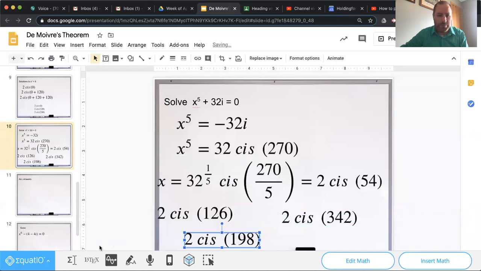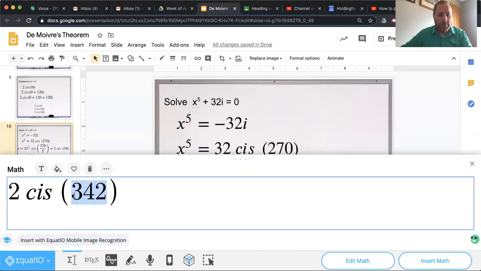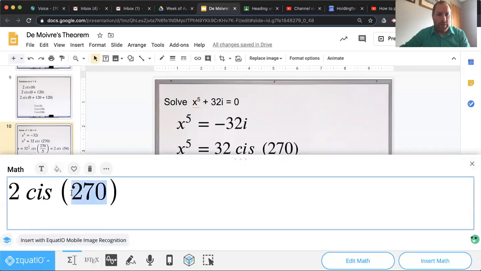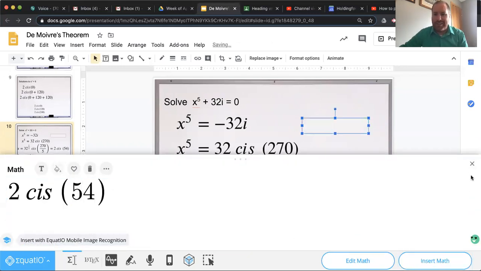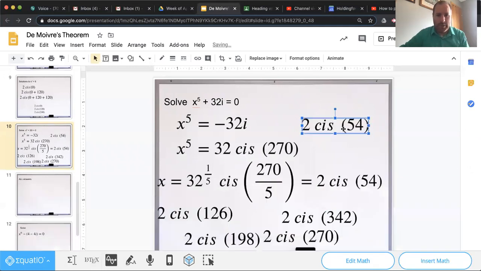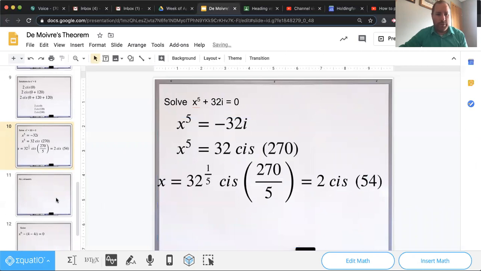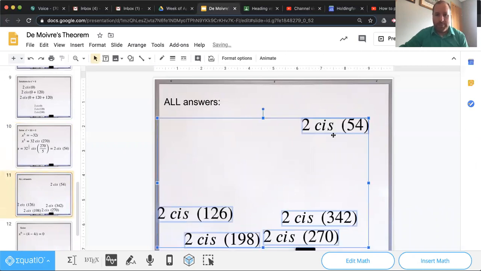Must have forgotten to put one in there. Huh? 271. I must have forgot to hit that. Right. So there are all the possible answers. And I should probably put our original one of 54 because that's the same as our 414 if we went around. So let's grab all of those and we'll just put these on this page, right?